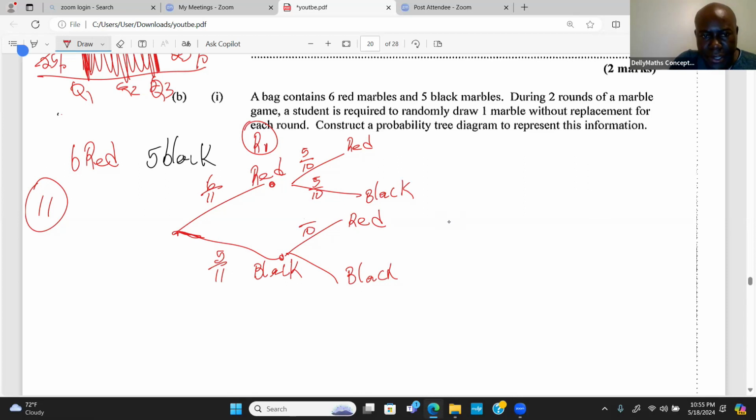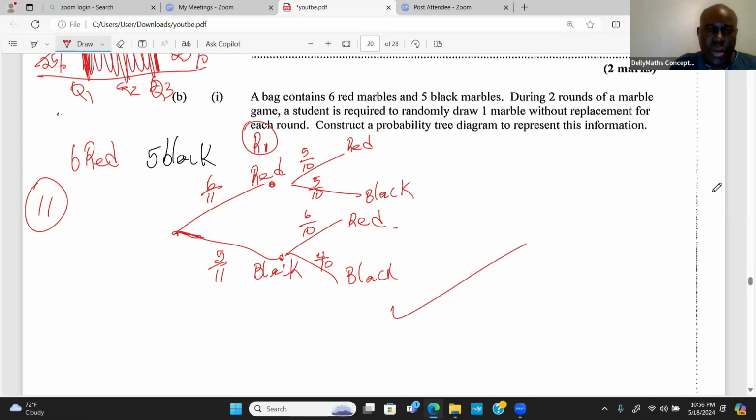Let me speak to the red here. We still have 6 out of 10 here. But for the black, this is what I was saying, would have been now 4 out of the 10 because you would have drawn 1 black already and then draw black again. So basically these are the numbers that we're working with here for the tree diagram. This would give you full marks here.